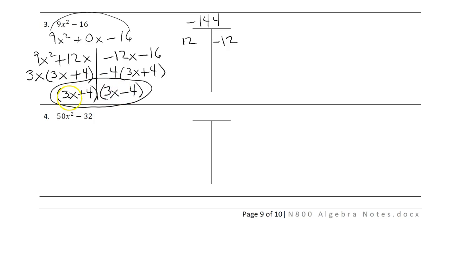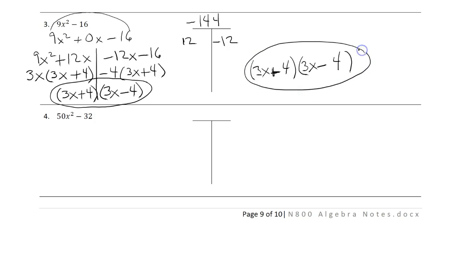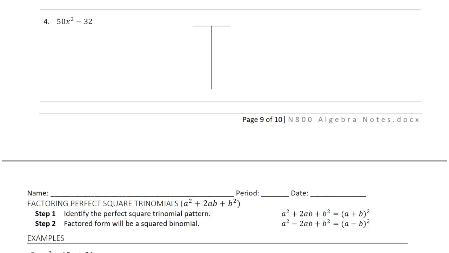We could have guessed this by using the shortcut. The square root of 9x squared is 3x, so I put 3x at the beginning. The square root of 16 is 4, so I put a 4 at the end of each. Now I put a plus in one of the factors and a minus in the other, and I have my solution. The last example in this case does not look like it is our special case.